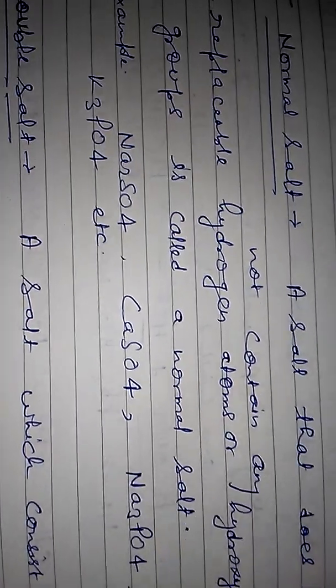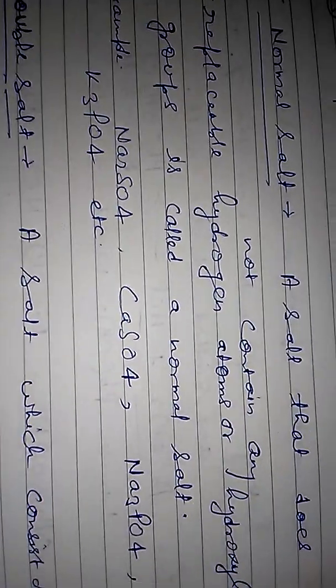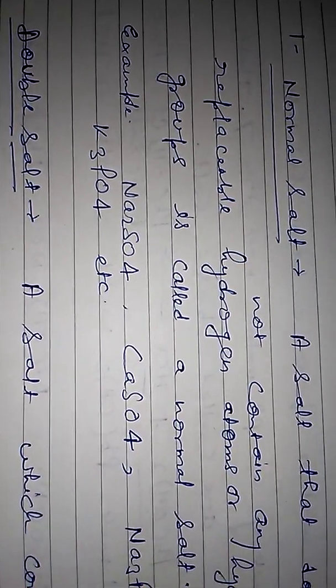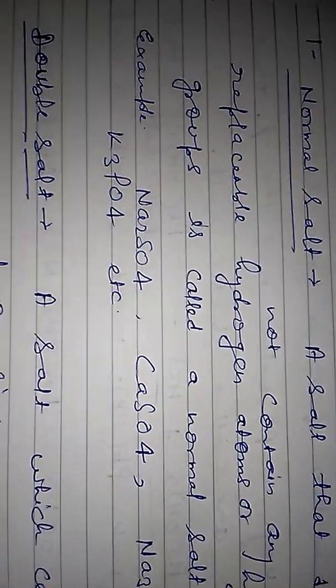A salt that does not contain any replaceable hydrogen atoms or hydroxyl group is called a normal salt. Generally, it is already explained: if a replaceable hydrogen atom is present in a salt, then that is called an acidic salt, and if a replaceable hydroxyl group is present in a salt, then that salt is called a basic salt. So if there is no hydrogen or hydroxyl ion which can be replaced from the salt, that salt is called a simple or normal salt.